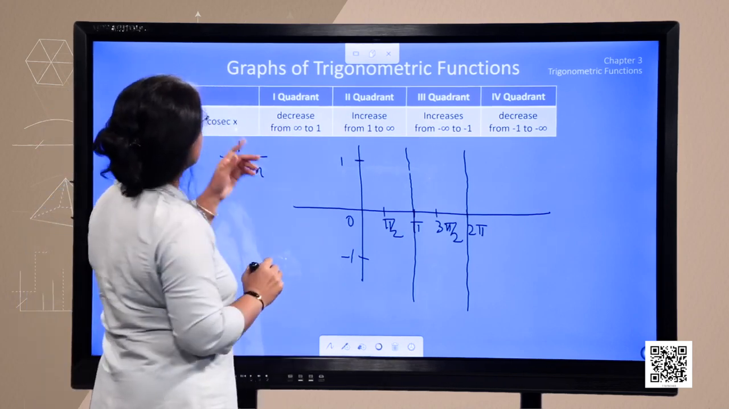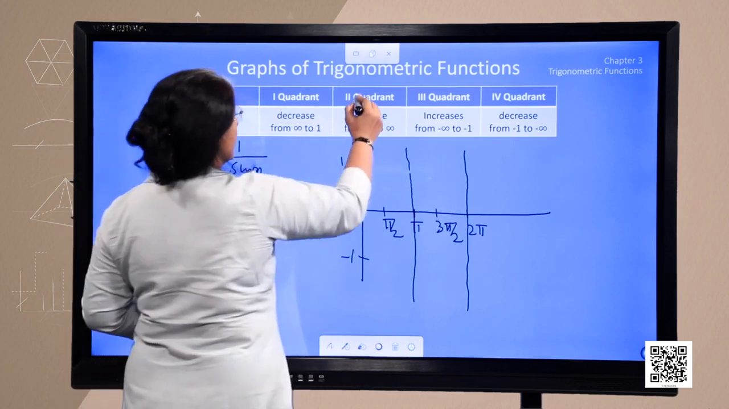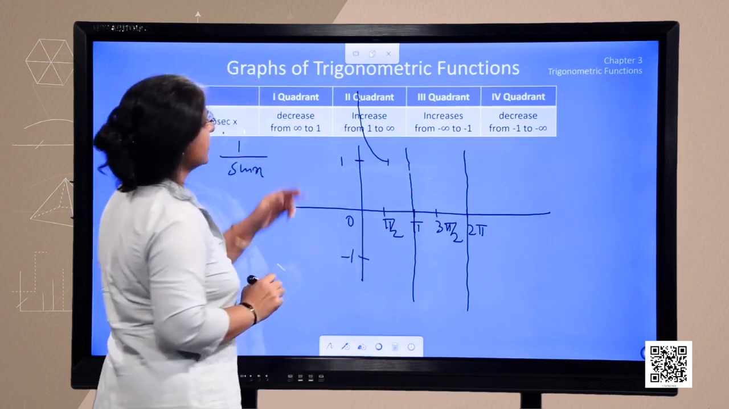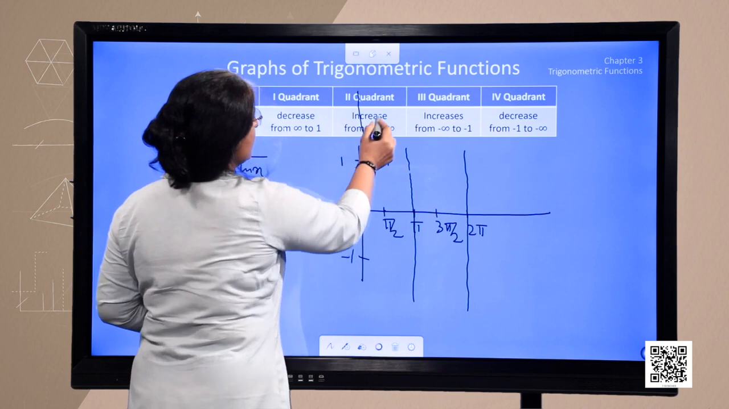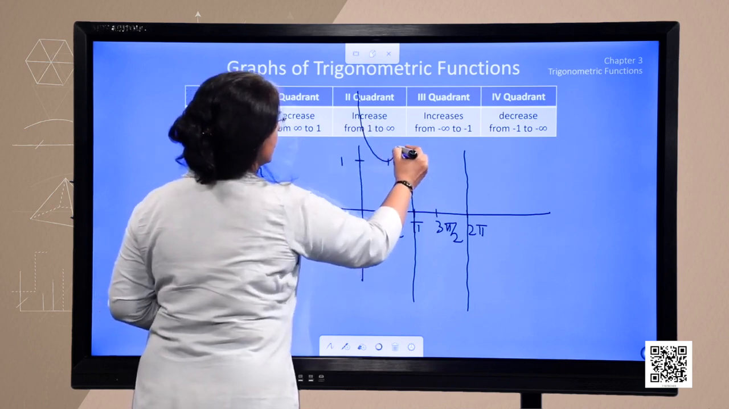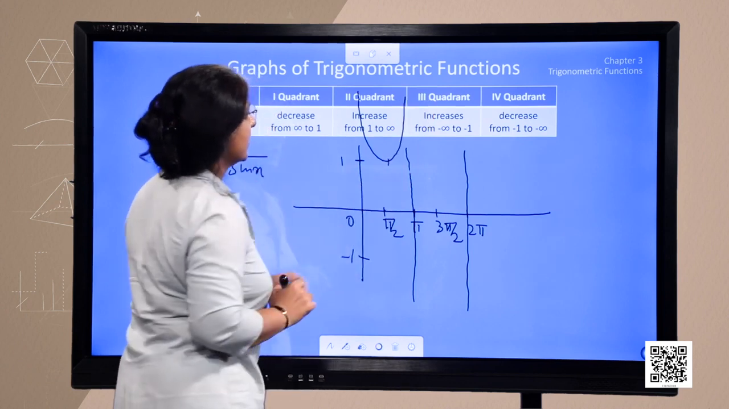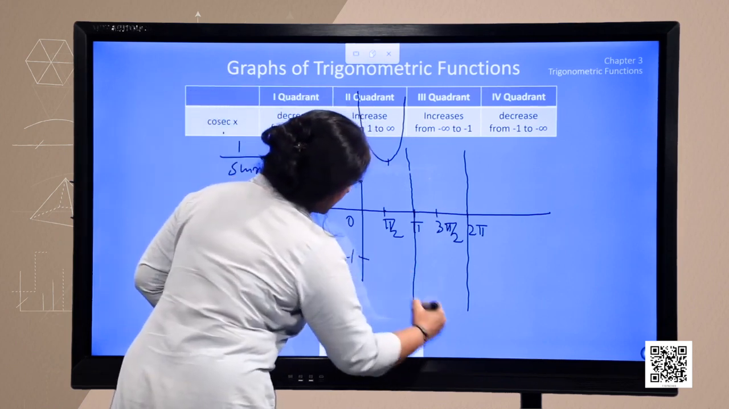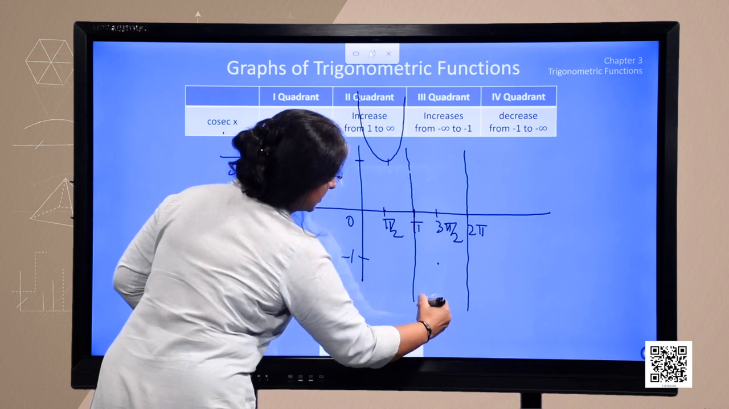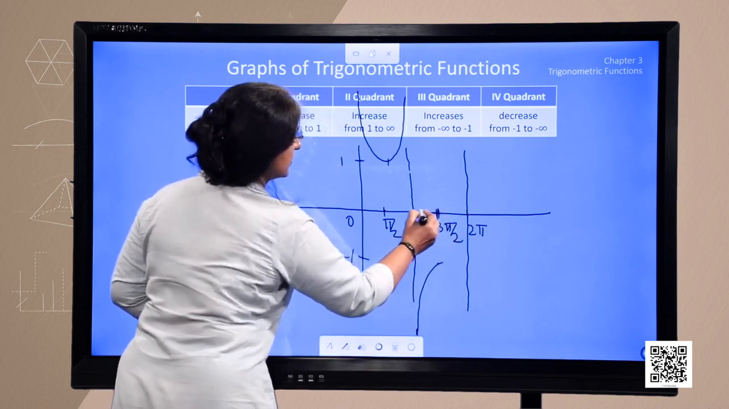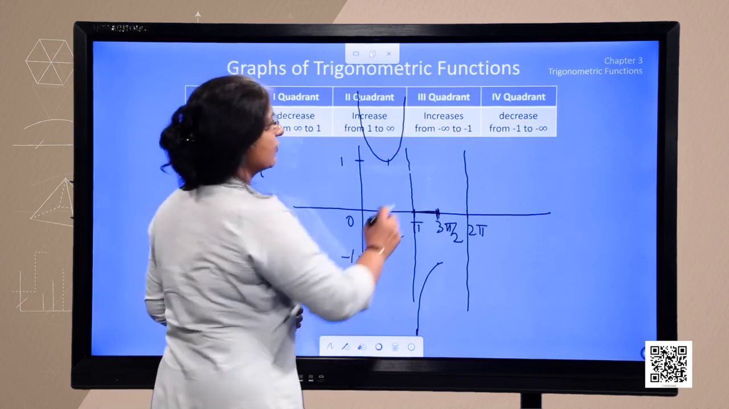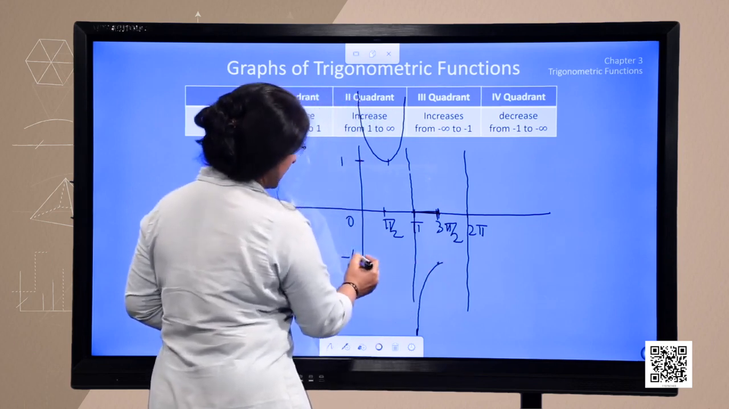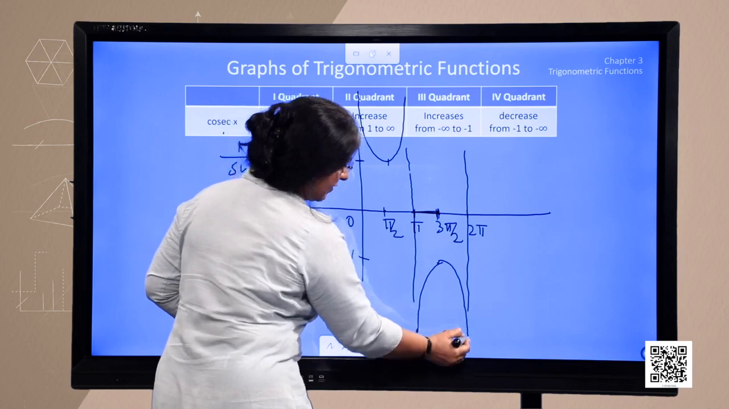So, in the first quadrant, cosec x decreases from infinity to 1. It is coming from infinity and it will end up at 1. And in the second quadrant, that is from pi by 2 to pi, it will increase from 1 to infinity. Further, it goes like this. In the third quadrant, it increases from minus infinity to minus 1. Minus infinity here and minus 1, it will come till this point in the third quadrant, which is from this place to this place. In the fourth quadrant, the value of cosec x will decrease from minus 1 to minus infinity.